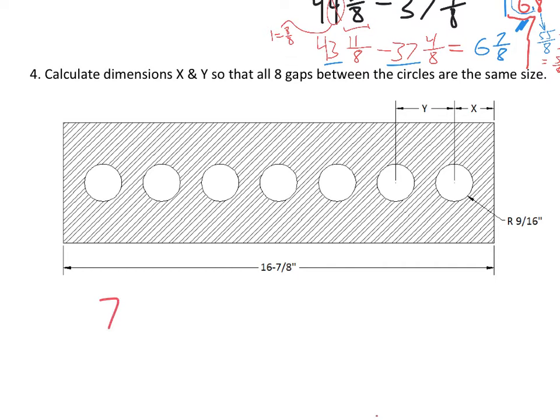So we have 7 holes, all right? And in between the holes are these spaces, these gaps here, okay? And we want to find out what those gaps are. Once we can find out what that is, let's call that G. So we have 8 gaps. We want them all to be the same size.